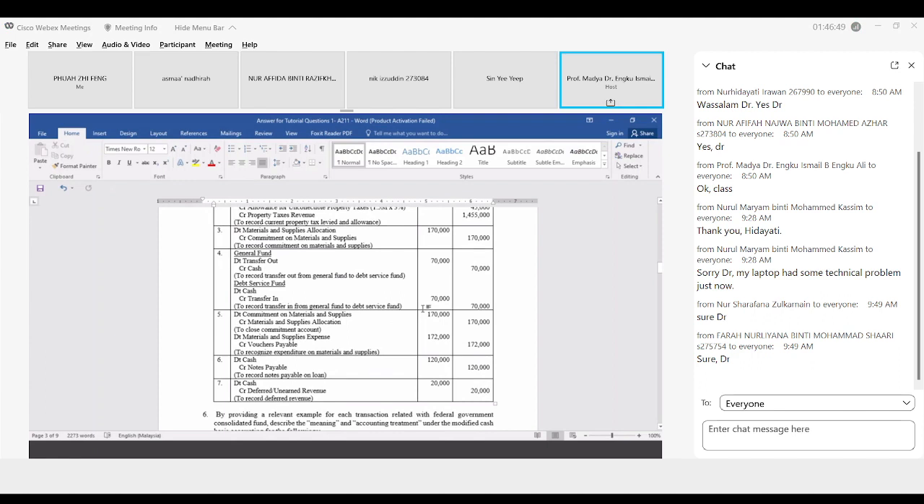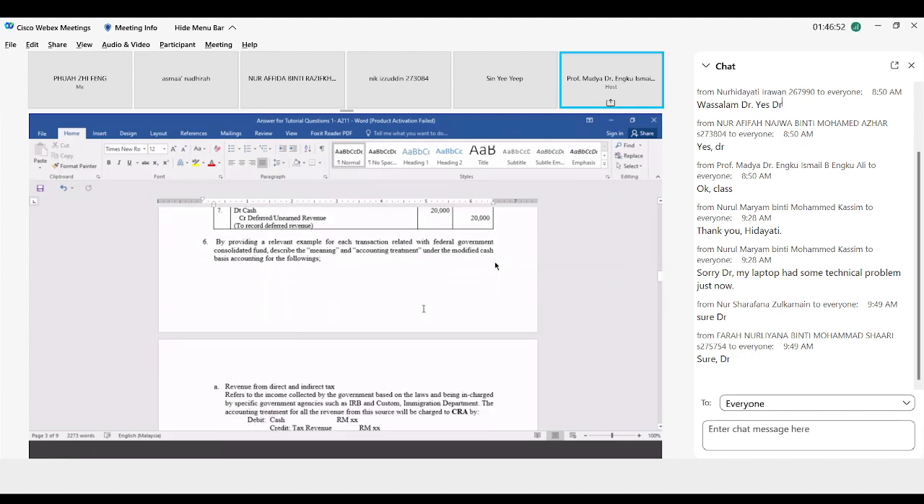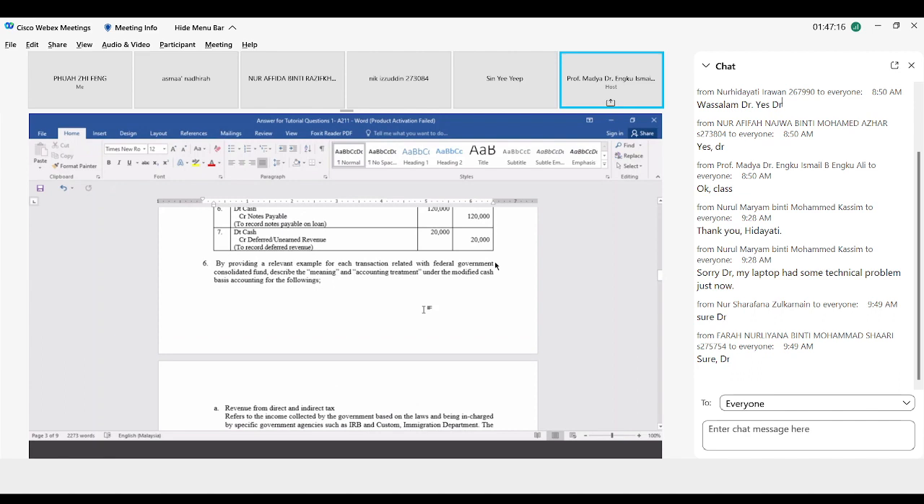Okay, but I would like to stress question number 6, where both groups had trouble providing the answer. On the first one, 6A, provided by group number 3, this group had a misunderstanding of the question. They focused on direct and indirect tax. They did not focus on the transaction, but they focused on the object.